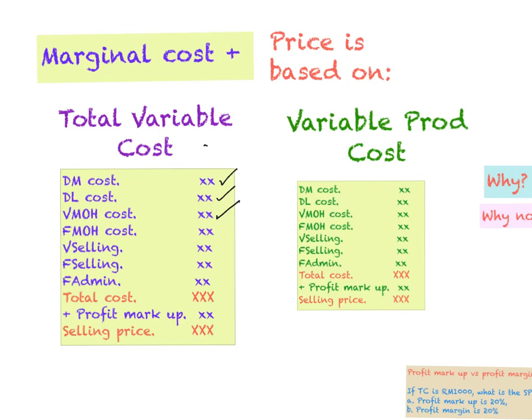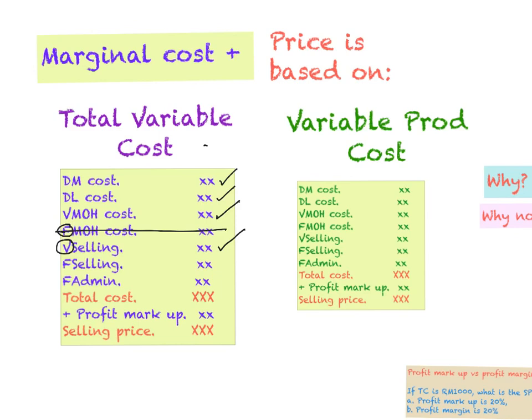Fixed manufacturing overhead. As you can see, this is fixed. Fixed means it is not variable. So this one we will have to cancel. We are not going to include it. Okay, what about variable selling? Variable selling is also variable. As you can see, the name is also variable. So here, this is also part of the cost that you are going to include in your calculation.